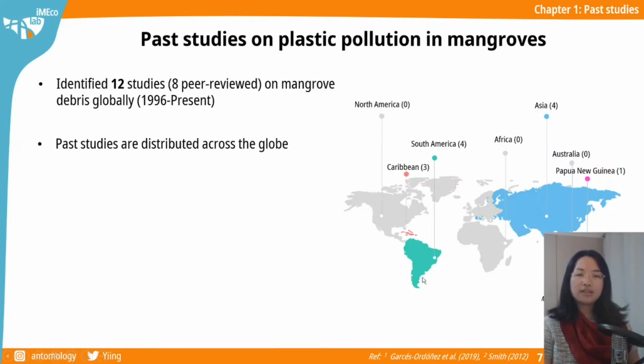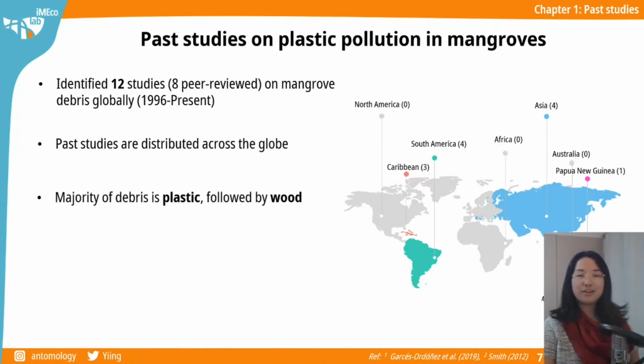And of existing studies, a majority of them were done in Central and South America, and very few have been done in Asia, where our peak of plastic pollution and mangrove diversity overlap. So that really tells us more about the types of research groups that are pursuing anthropogenic marine debris research, and in mangroves specifically.